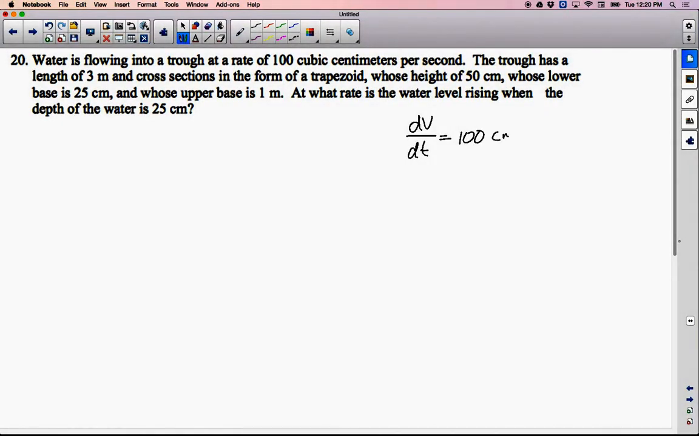Water is flowing into a trough at a rate of 100 cubic centimeters per second. What is that? That's your dV/dt. So dV/dt is 100 cubic centimeters per second. Got that? The trough has a length of 3 meters and cross sections in the form of a trapezoid.